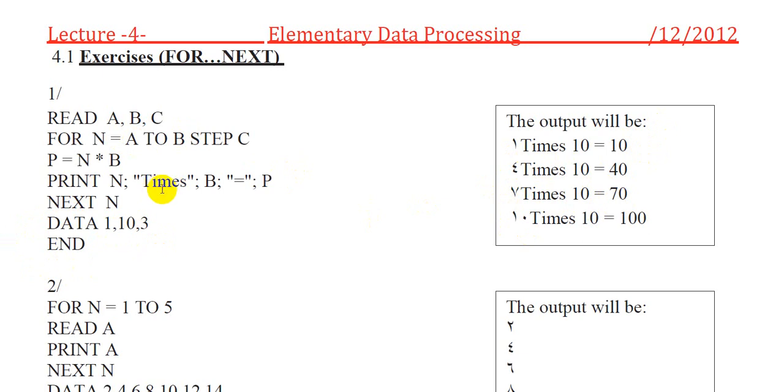Times is the multiplication process done by N and B. N in this case is 1, 4, 7, 10 respectively, and B is 10. P equals the following: P is the output, so the outputs are 10, 40, 70, 100, due to P.